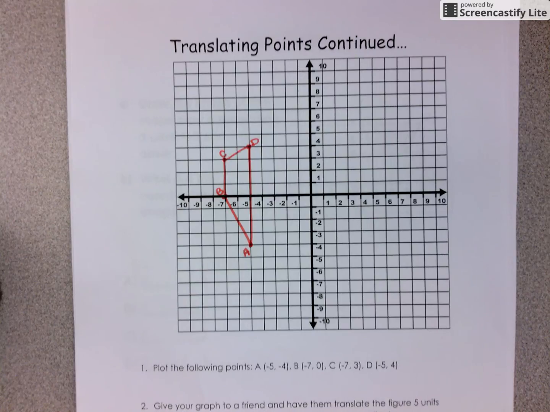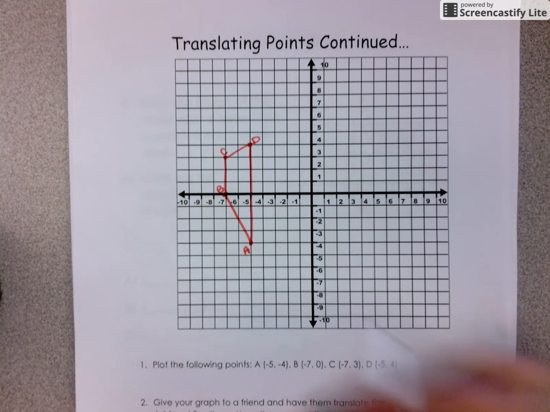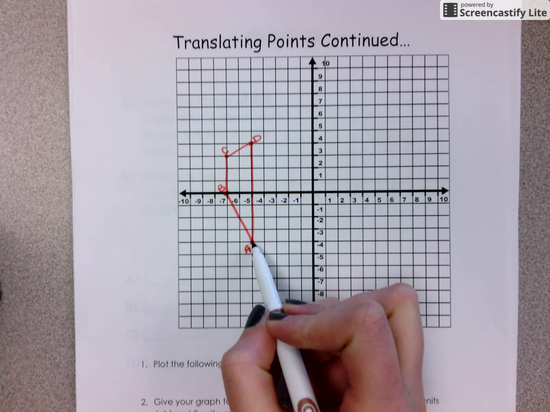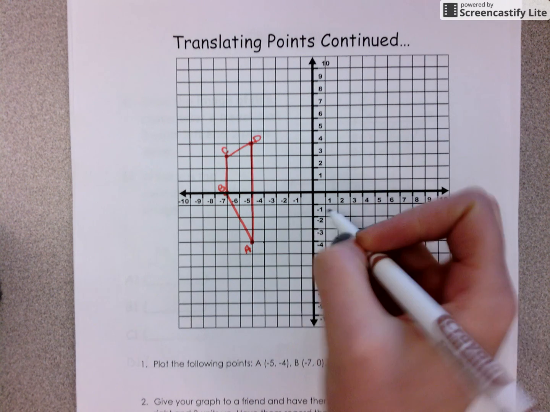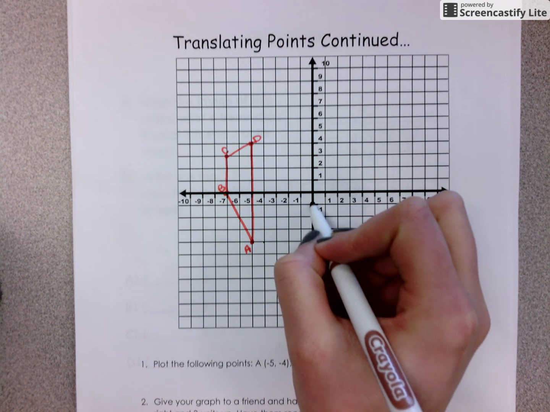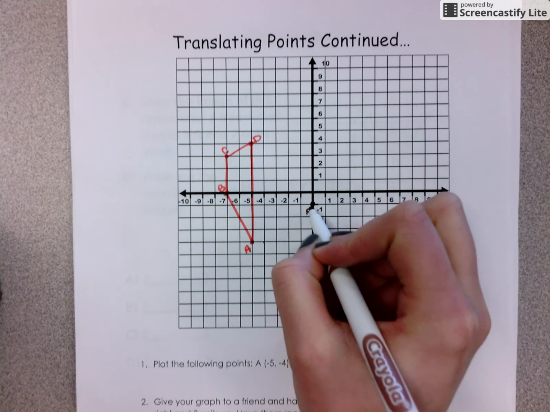Then we're going to follow the same steps as we did before. So you're going to start with point A, and you're going to be moving this figure 5 units to the right and 3 units down. Oh, sorry, 3 units up. So 5 right, 3 up, starting with A. So going 5 to the right. 1, 2, 3, 4, 5, and 3 up. 1, 2, 3. A prime would be right there.